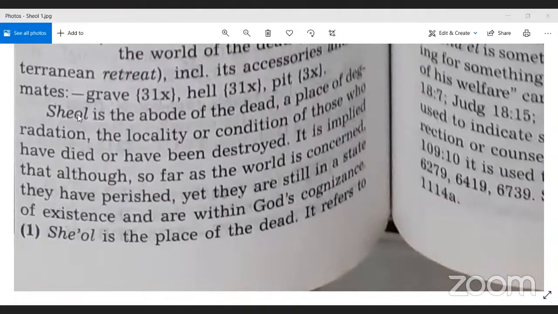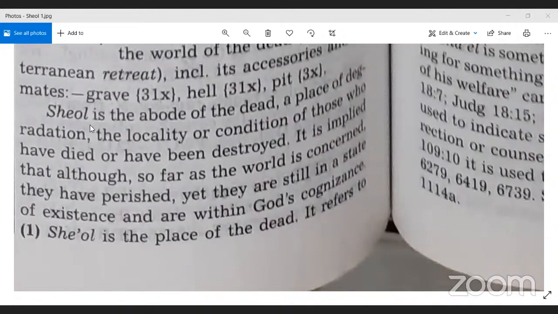Louis, you want to read or shall I read? I'll read. Okay, so where are we? Right where the cursor is? Sheol is the abode of the dead, a place of degradation, the locality or condition of those who have died or have been destroyed. It is implied that although, so far as the world is concerned, they have perished, yet they are still in a state of existence and are within the Most High's cognizance.